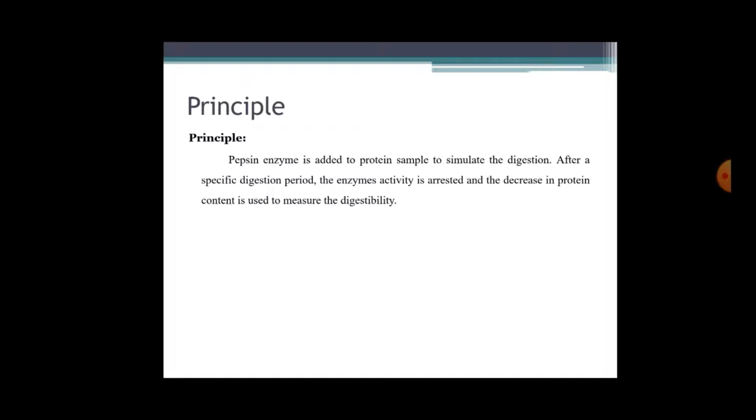After a specific digestion period, the enzyme activity is stopped and the decrease in the protein content is used to measure the digestibility of the protein. So this is the simple principle behind the in vitro analysis of protein digestibility.